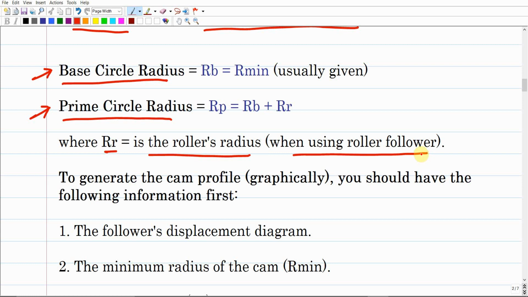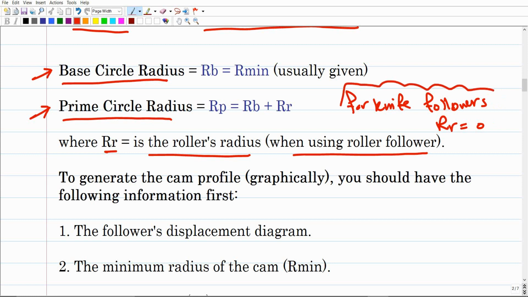But in case we are using a knife follower, RR equals 0. There is no roller in this case, so you simply plug RR equals 0 into these expressions.